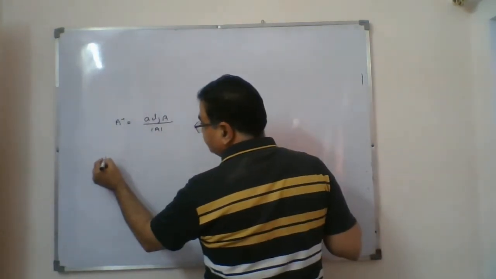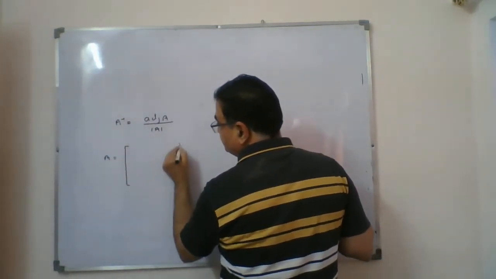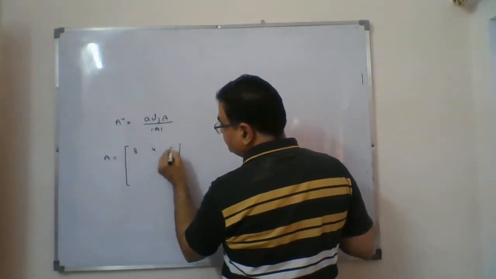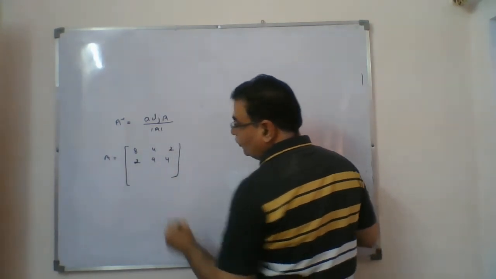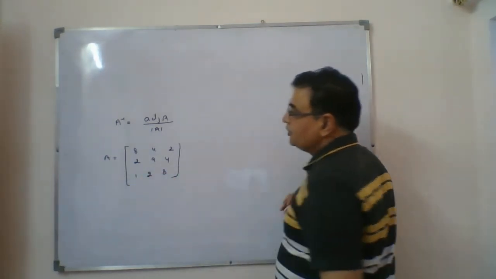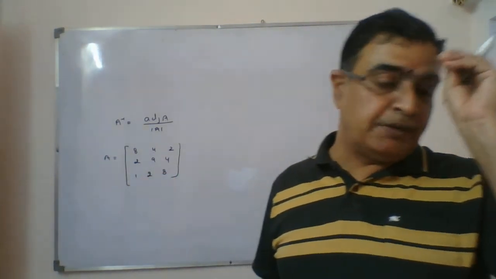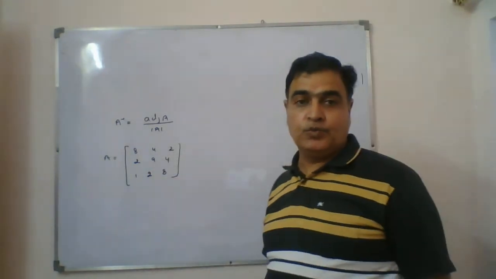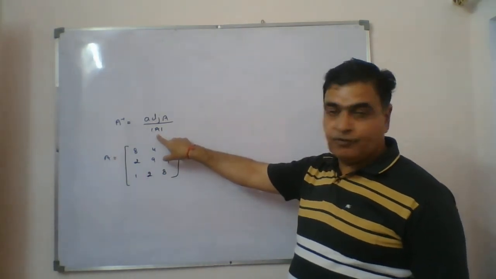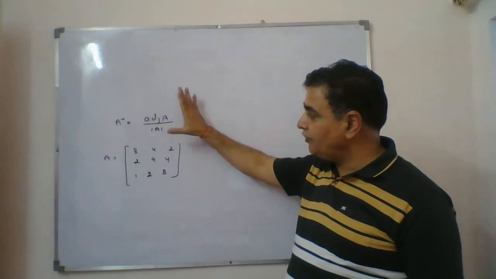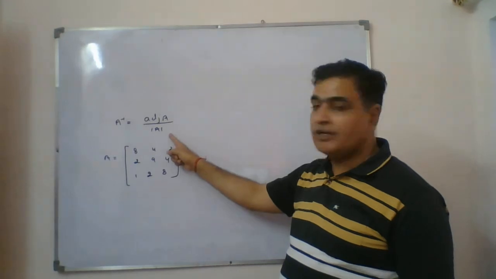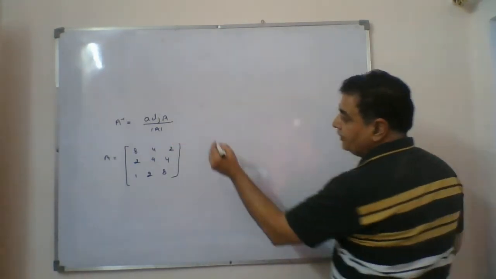Let the matrix A be [8, 4, 2; 2, 9, 4; 1, 2, 8]. My question is to find the inverse of this matrix. When they say find the inverse of the matrix, it means you should first know the determinant of A, and then we calculate the adjoint of A. Whenever you want the inverse of a matrix, the first thing we should do is not calculate the adjoint of A, but first find the determinant of A.